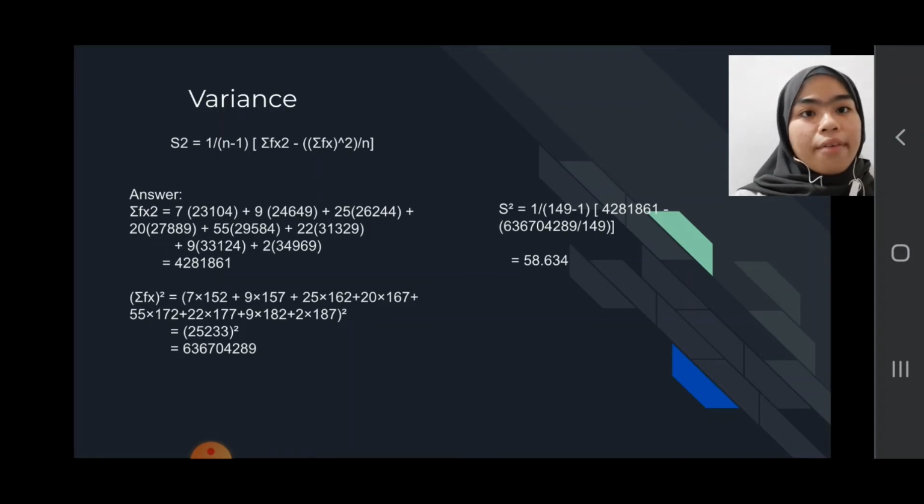For the variance, we use the formula s power of 2 equal to 1 over n minus 1 multiply with sum of fx power of 2 minus sum of fx power of 2 divided by n. So by inserting the data, we got the answer 58.634.